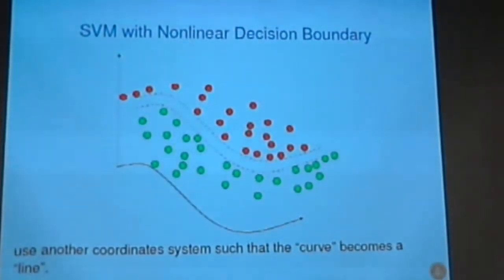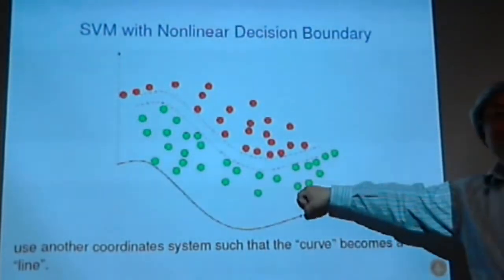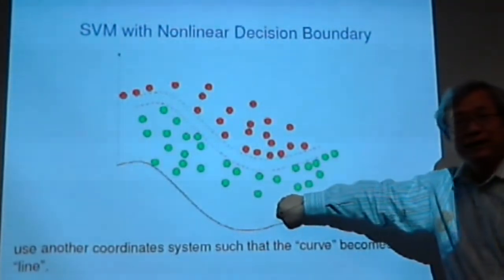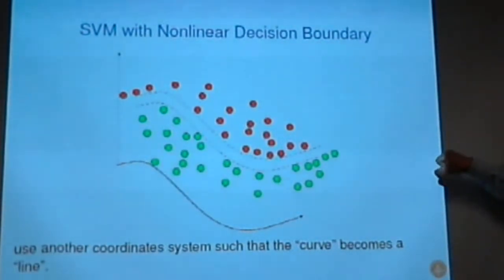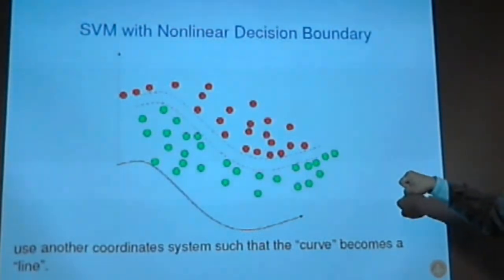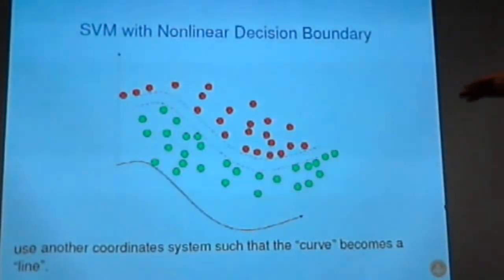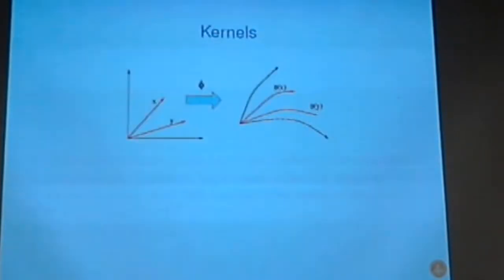So you have a nonlinear decision boundary like this. Imagine that you are able to stretch this coordinate. You pull this coordinate and stretch it, make it a straight line, right? And actually that's through some kind of kernel function transformation. So to stretch it, then this becomes a linearly separable problem, right? So that's the idea: use another coordinate system so that the curve becomes a line. That's it, right? It's a transformation. This is a kernel transformation.